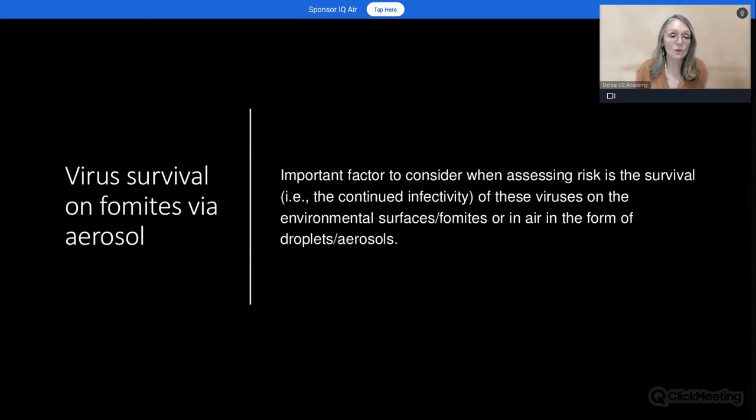What about virus survival on fomites via aerosol? What are fomites? Fomites are inanimate objects. Counter surface, your dental chair, instruments, they're all fomites. Important factor to consider when assessing risk is the survival, as we said, the continued infectivity of these viruses on these environmental surfaces or fomites or in the air in the form of droplets and aerosol.